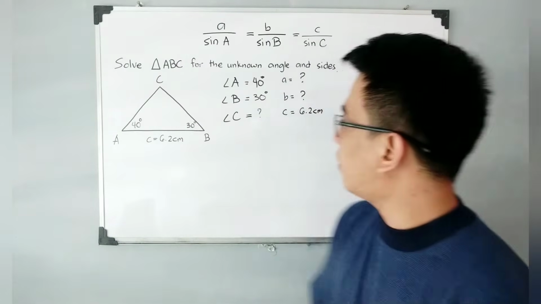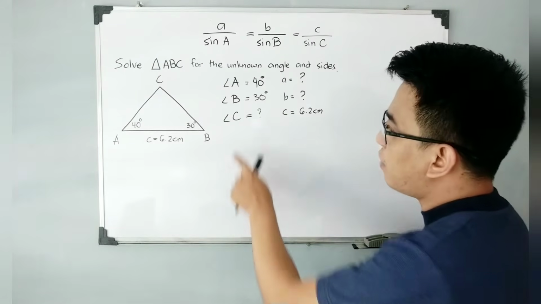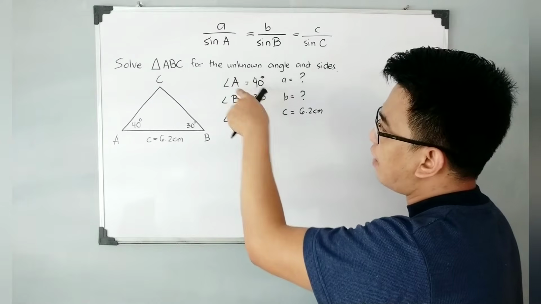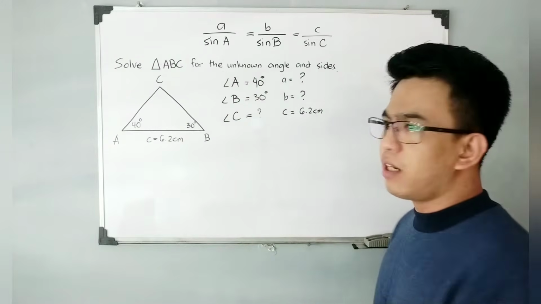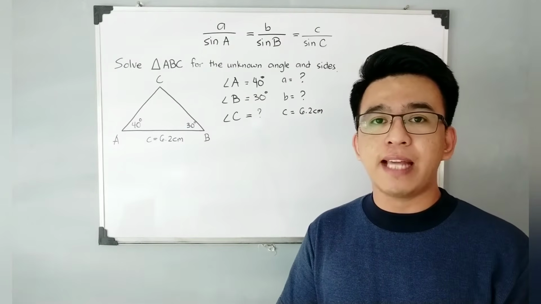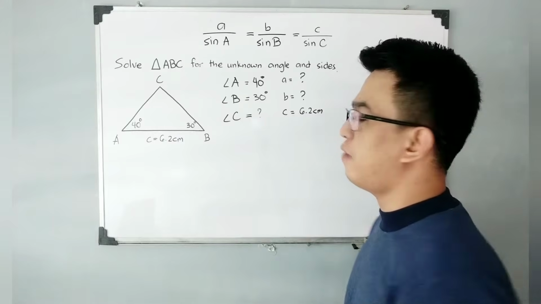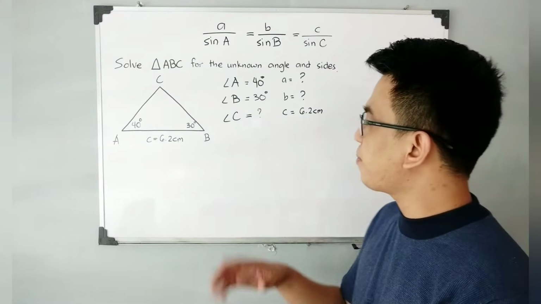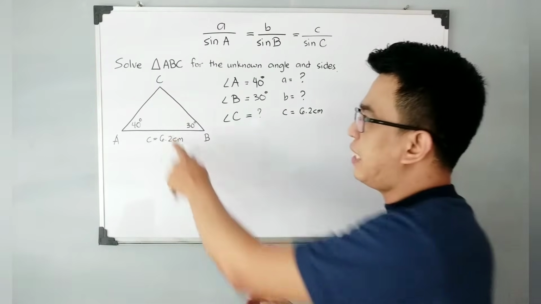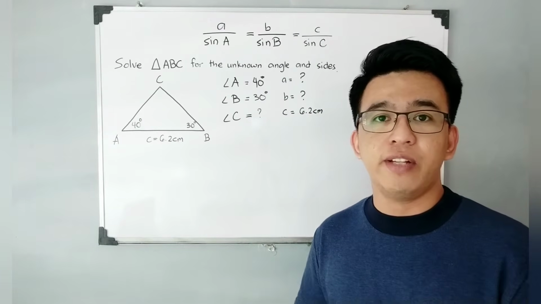The first thing we will do here is find angle C, because it is the easiest to find, since we already have the two angles. Sir, why is it easy to find angle C? Try to remember that we have a theorem about the interior angles of a triangle. We know that the sum of these three angles is equal to 180 degrees.